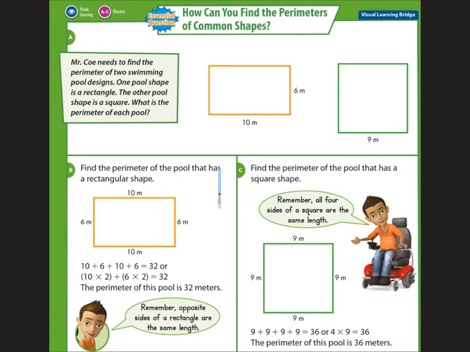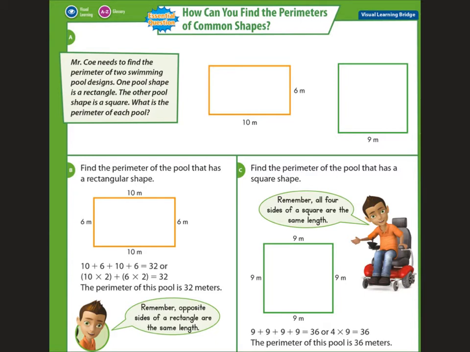First, you're going to find the perimeter of the pool that has a rectangular shape. Remember, a rectangle has 2 pairs of opposite sides that are the same length. So if this is 10 meters, this side is also 10 meters. If this side is 6 meters, the opposite side is also 6 meters. So 10 plus 6 plus 10 plus 6. We know that 10 plus 10 is 20, or you can think 10 times 2 is 20, and 6 times 2 is the same thing as 6 plus 6, which equals 12. 20 plus 12 gives us 32 meters.